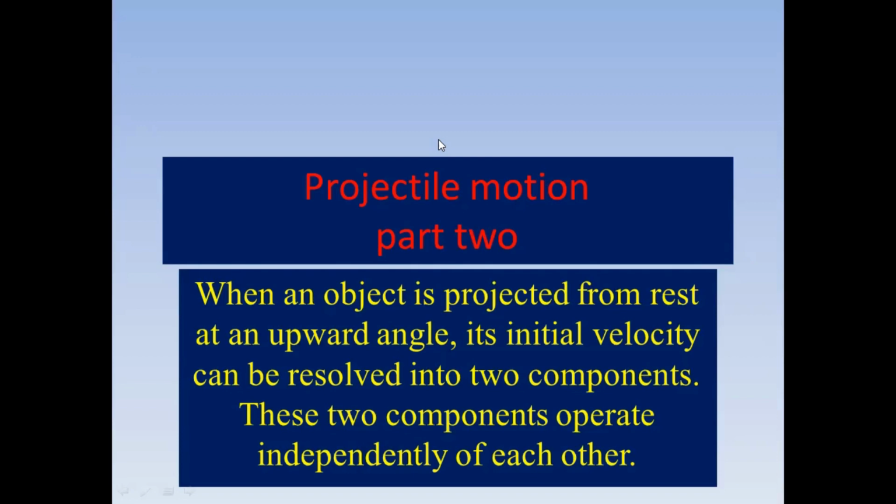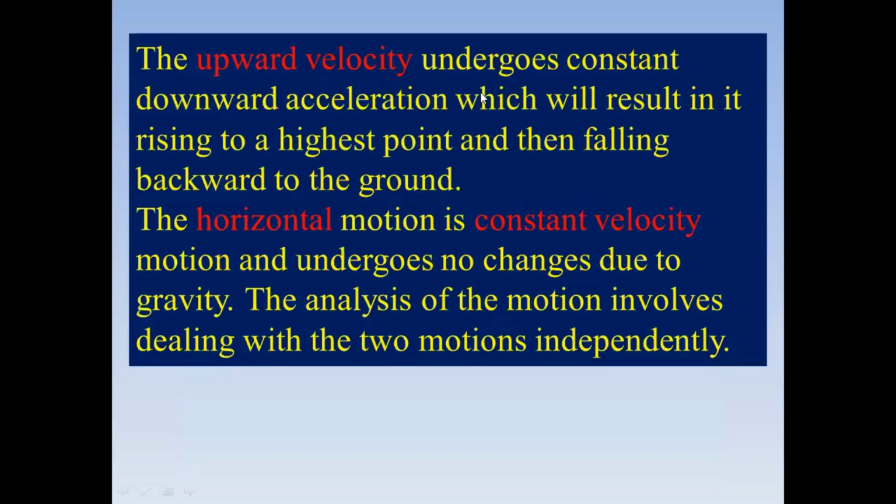Once the object is projected into the air, there is no other force acting on it. The only force acting on the object is gravitational force. The direction of this force is always downward. The upward velocity undergoes constant downward acceleration, which results in rising to the highest point and then falling back to the ground.